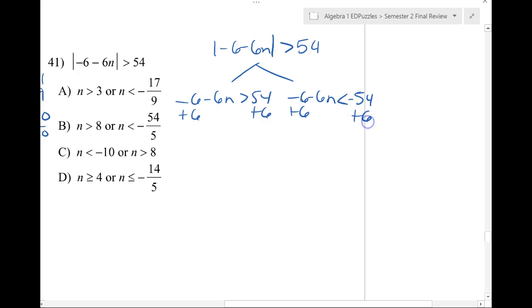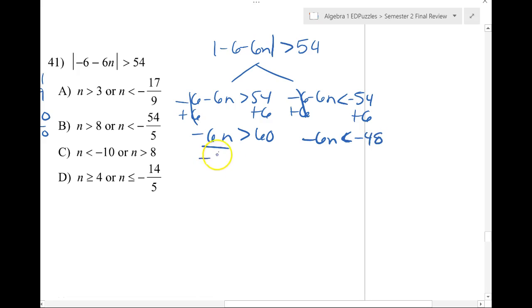It's negative, so that gets rid of the 6. Negative 6n greater than 54 plus 6 is 60. And negative 6n is less than negative 54 plus 6, and that's negative 48.